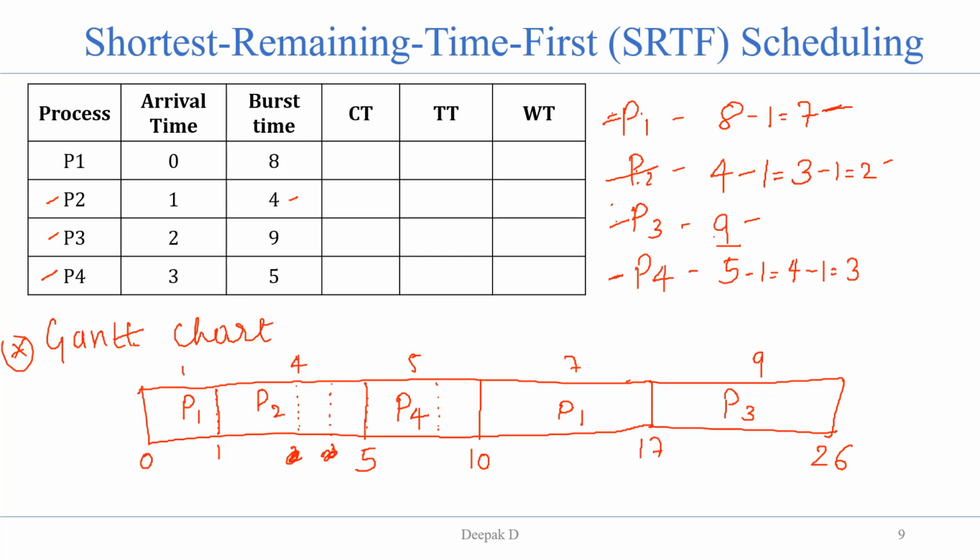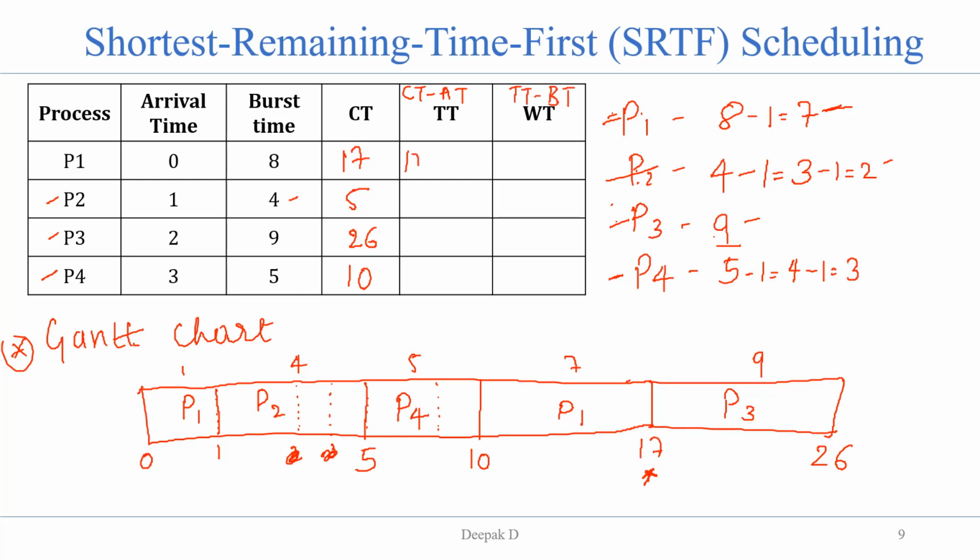So how do you calculate the completion time here? P1 has completed its execution at 17th millisecond. So 17. P2 has completed at 5th millisecond and P3 has completed at 26 and P4 has completed at 10th millisecond. The turnaround time here, you know the formula, CT minus AT, that is completion time minus arrival time, and waiting time is turnaround time minus burst time.